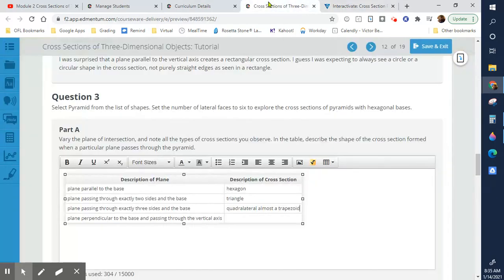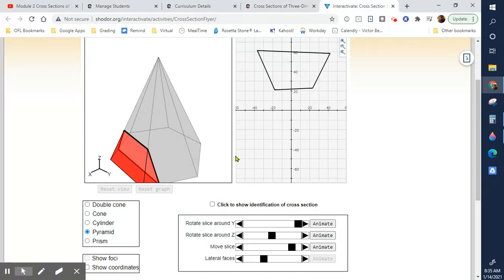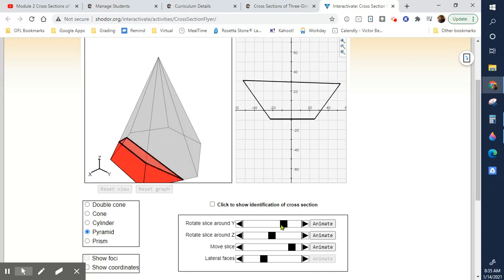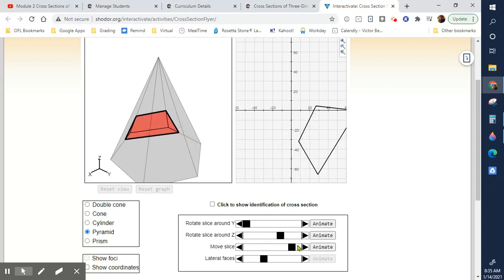Plane perpendicular to the base, around the vertical axis. Okay, so we want this perpendicular. So we want the angle to be 90 degrees. Let me see if I can do that somehow. I think that's 90 degrees.